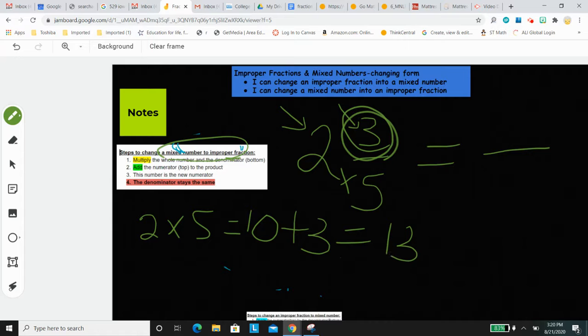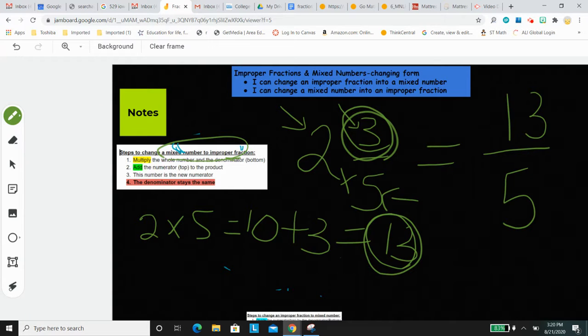Now, this number becomes the new numerator. You just put it on top. Step 4 says the denominator stays the same. Correct, boys and girls. The denominator here was a 5, so the denominator is going to be a 5 here. This took 2 steps. It took multiplying and then adding to get to the improper fraction.